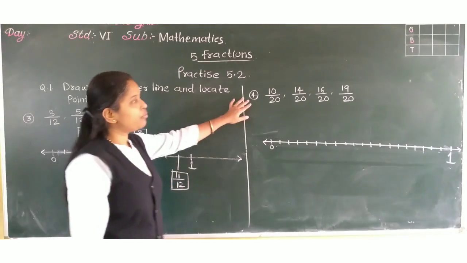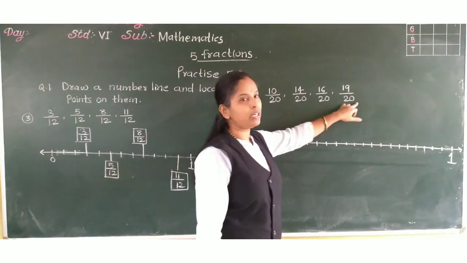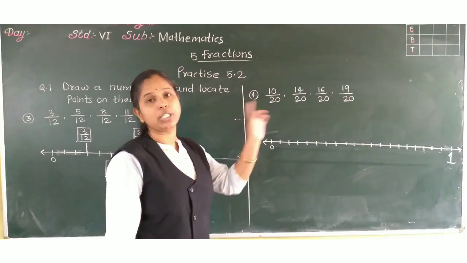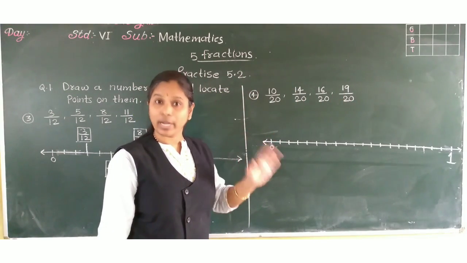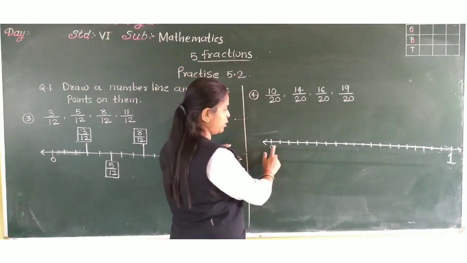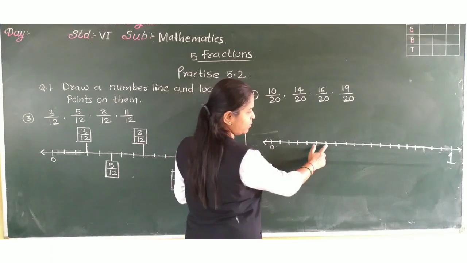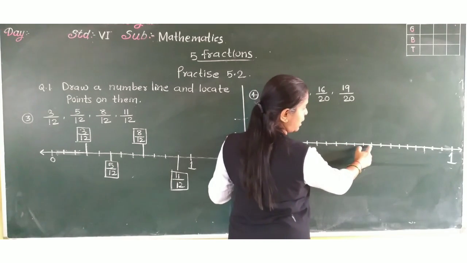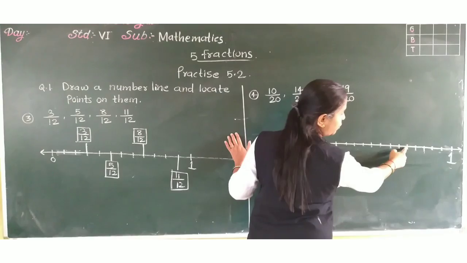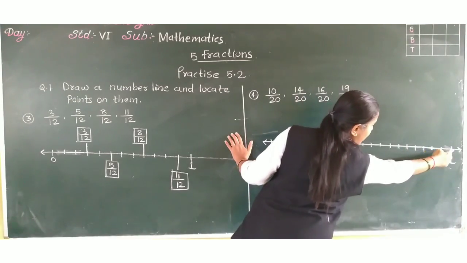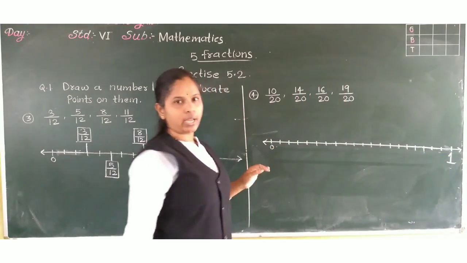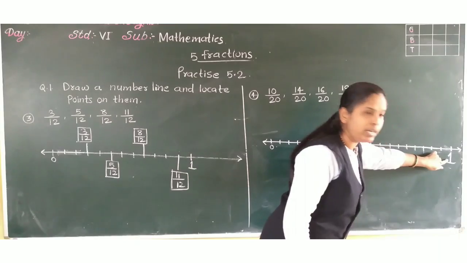Now next is the fourth one. Look at the denominator 20. That means between 0 and 1, how many lines should be there? 20. So see here, after 0, 1, 2, 3, 4, 5, 6, 7, 8, 9, 10, 11, 12, 13, 14, 15, 16, 17, 18, 19 and 20. Okay, on the 20th line we have to write 1.